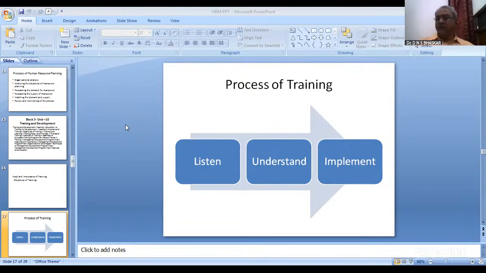Attention and concentration, how much concentration you are putting in, is very, very important. These are the various important aspects relating to learning. Coming to the other important aspects, training principles and the training process.